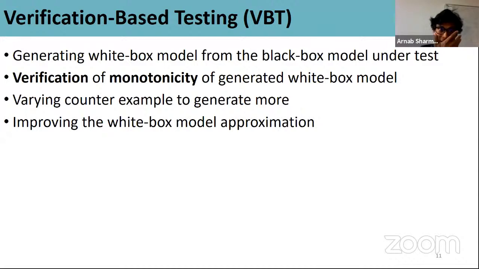Next is our testing approach, which we call verification-based testing. It essentially consists of 4 important steps. In the first step, we generate a white box model approximating the given black box model. In the next step, we verify the monotonicity of the white box model that we generated in the previous step. Third, verifying the counterexamples. What does it mean? I'll explain later. And finally, we improve the white box model that we generated in the first step.